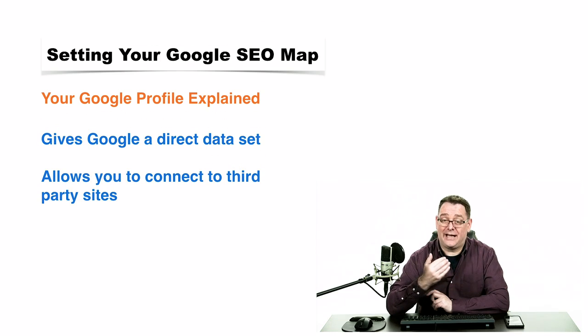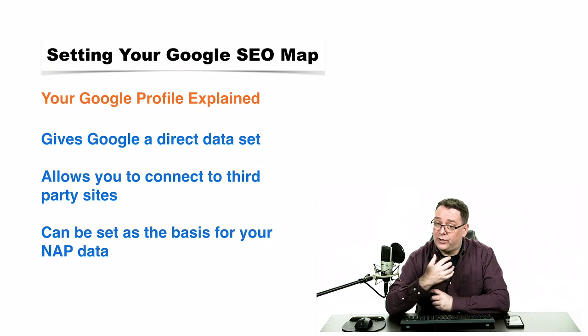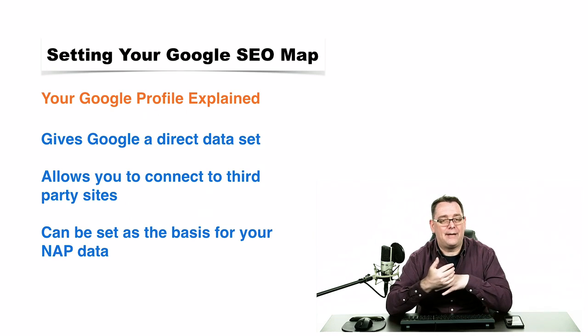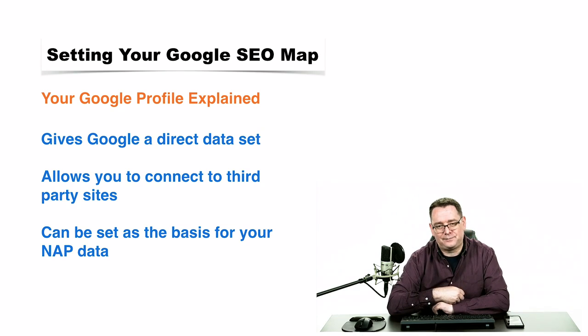The other thing about it is it allows you to connect to third-party sites. So you can actually create a connection to profiles on platforms you're using, and I'm going to show you some examples of how I've done that, and not just your own website if you want to create that connection and give Google that information. And it also can be set as the basis for your NAP data. So if you're setting your NAP data up, this is probably one of the first places you want to come to and actually create that.